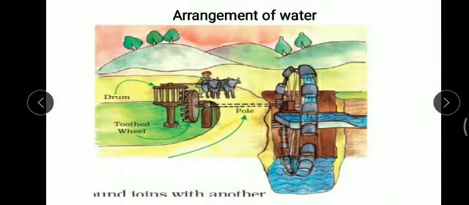There was an efficient water supply arrangement in the fort. As you can see in the picture, the bullocks moved the drum which was attached to the toothed wheel and thus the water was lifted from the well and it was filled in the tank. Clay pipes were used to carry water to different parts of the fort.